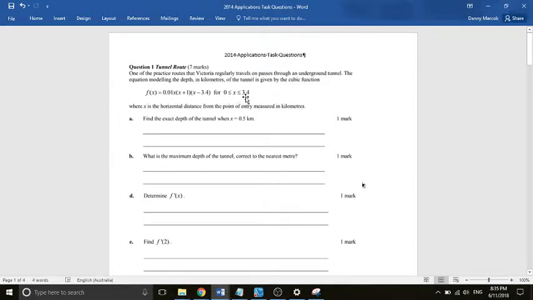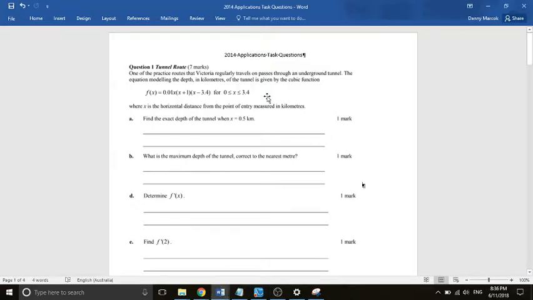So we're having a look at this. Someone goes through a tunnel that follows this function here. So we want to be able to do these things: find the exact depth when x equals 0.5, the maximum depth correct to the nearest meter, determine f dash of x, and determine f dash of 2. This is the derivative when x equals 2. So we'll start by defining this function over this domain.